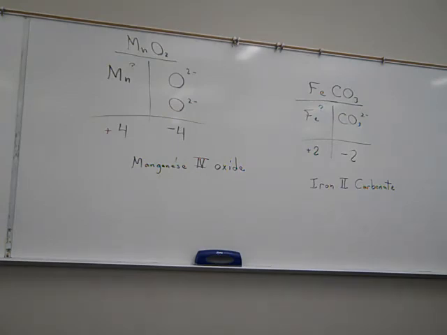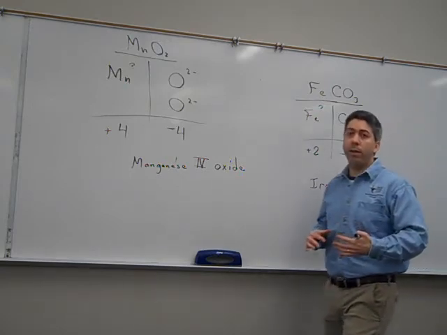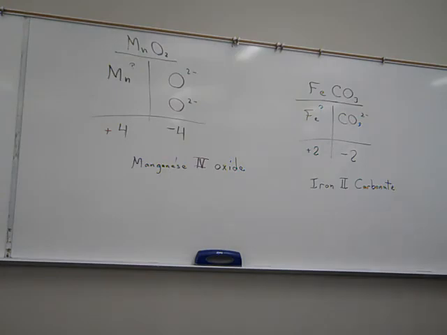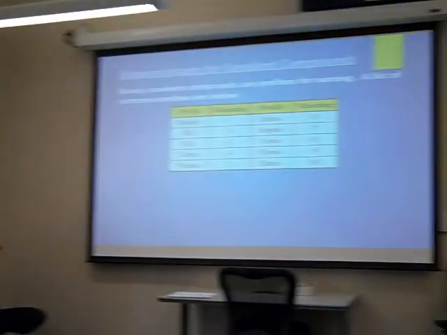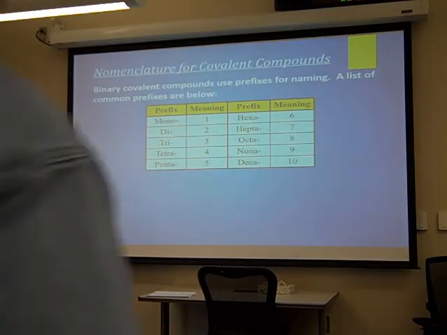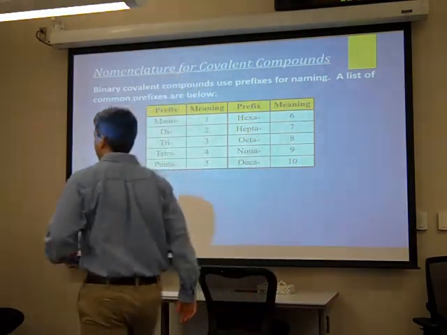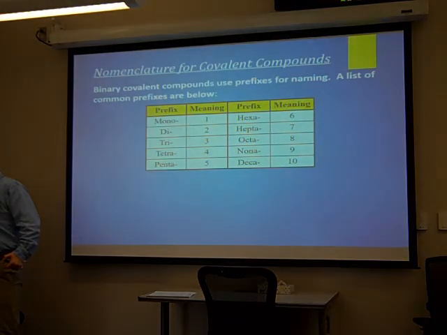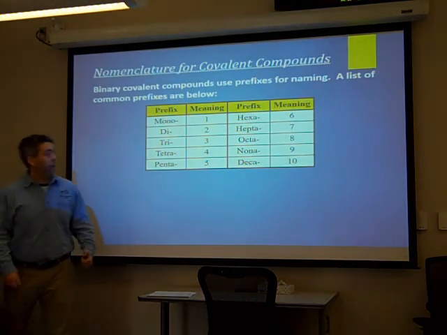Let's go to covalent compounds. Fortunately, covalent compounds are a little bit easier. Binary covalent compounds is all you're going to be worried about doing the names of. So, for binary covalent compounds, because covalent compounds can basically have multiple combinations.